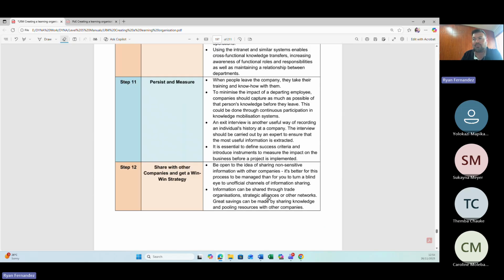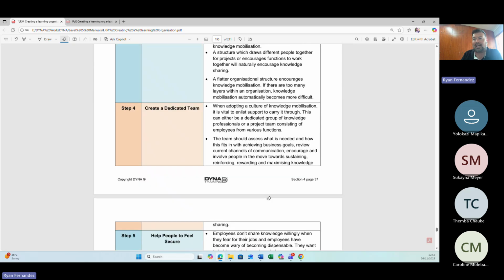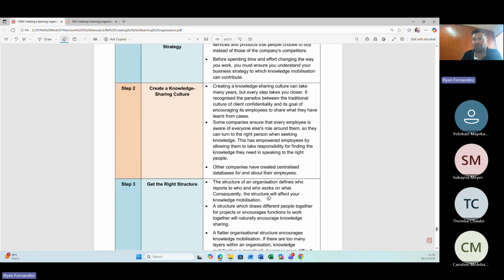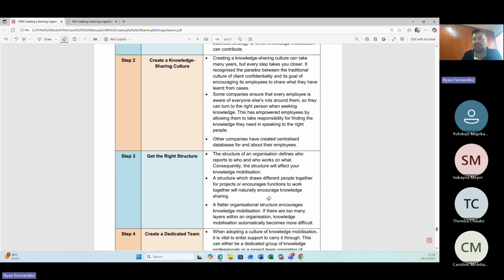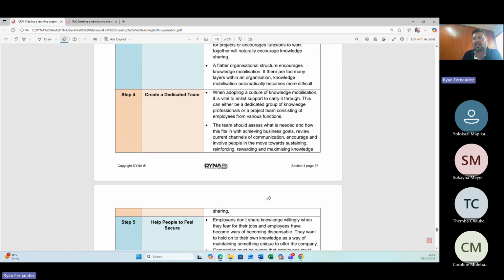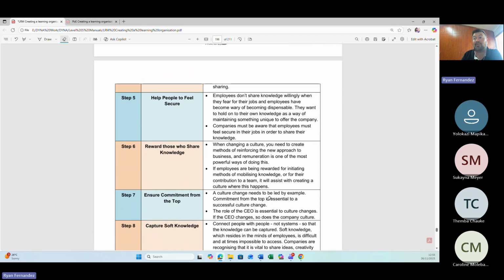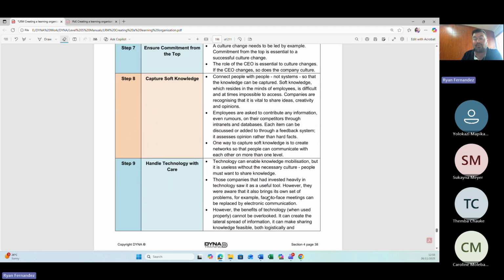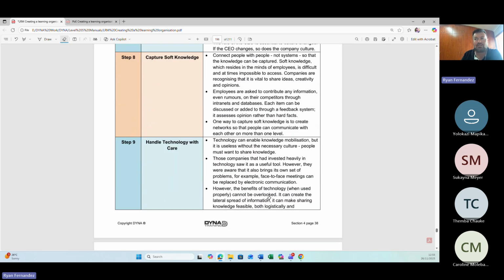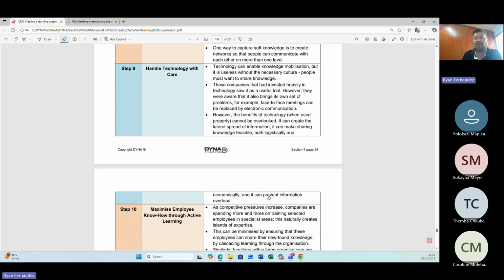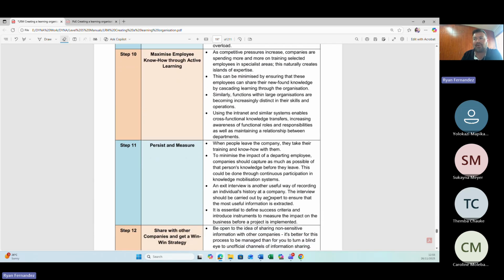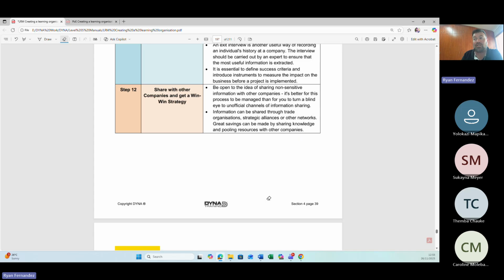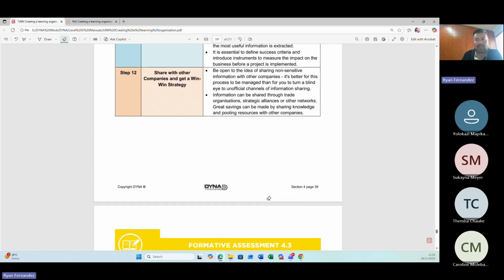Okay, so now we've just spoken about these 12 steps: start with the business strategy, create a knowledge sharing culture, get the right structure, create a dedicated team, help people feel secure, reward those who share knowledge, ensure commitment from the top, capture soft knowledge, handle technology with care, maximize employee know-how through active learning, persist and measure, and share with other companies and get a win-win strategy.